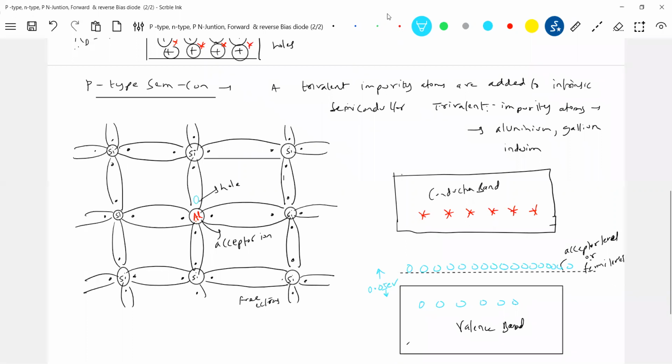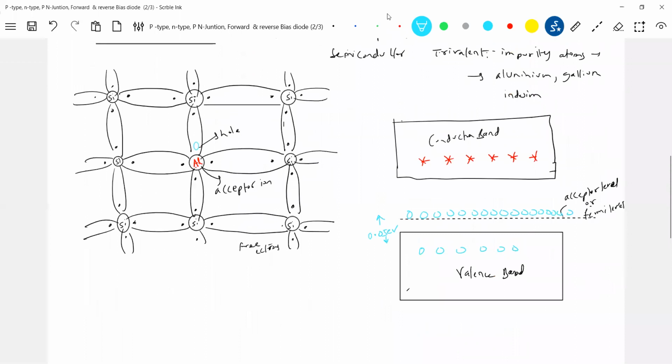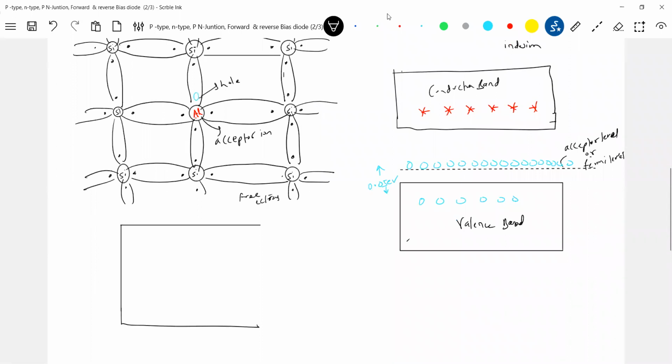So shall I say that these are acceptor ions? It is in need of one electron to complete the bond. So how do we show a p-type semiconductor? There's a square box, this energy band diagram. This box is very important, because this is what I'm going to carry on. Almost the whole week just revolves around this diagram. So what is an acceptor ion? A trivalent impurity atom.